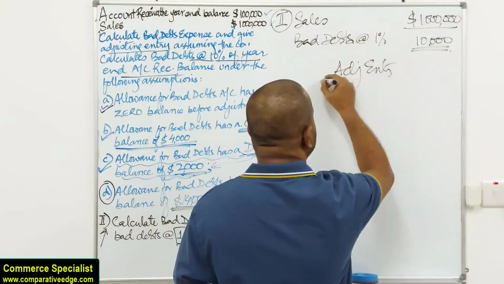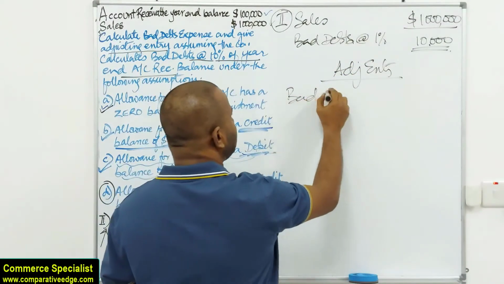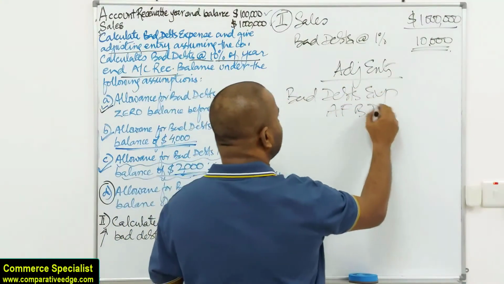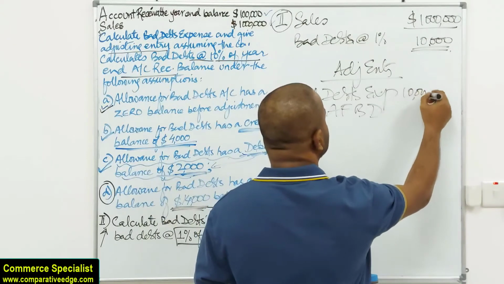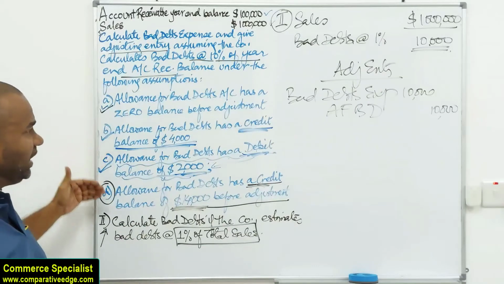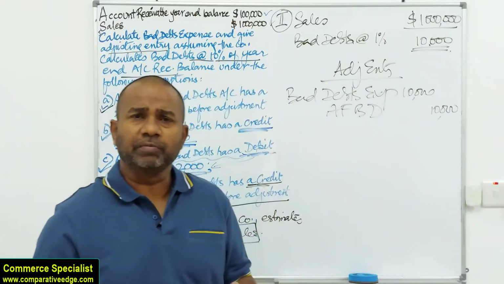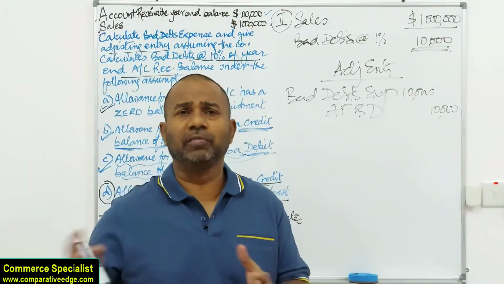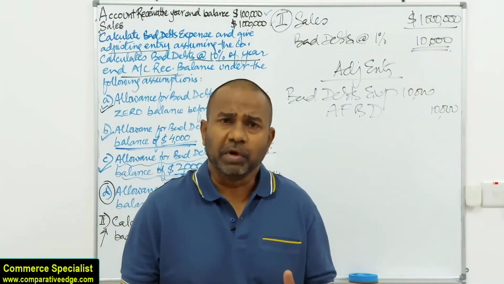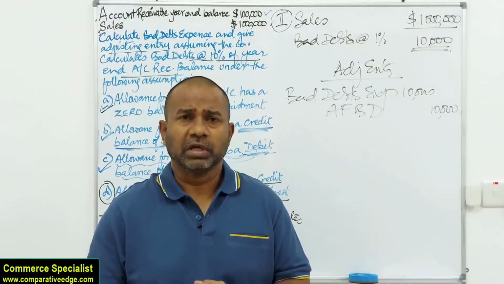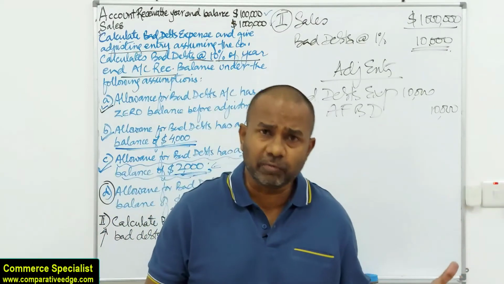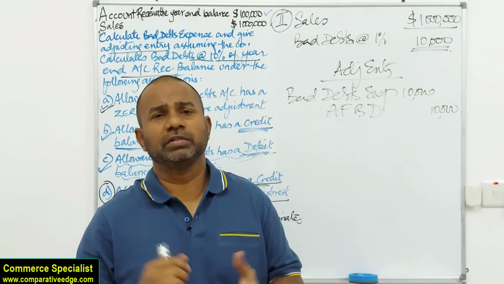Adjusting entry would be bad debt expense debit and allowance for bad debts credit, which is 10,000. Same will be the case for B, C and D, because under income statement approach, we do not adjust the allowance for bad debts balance. So guys, this was about the two approaches calculating bad debts. One, estimating it at a certain percentage of year-end receivable balance, the other as a certain percentage of total sales.